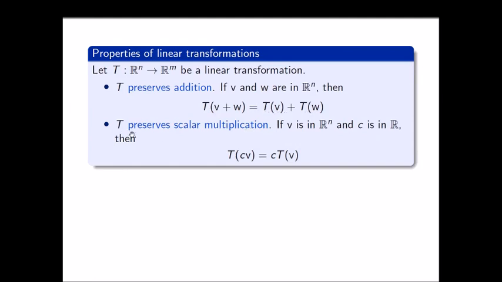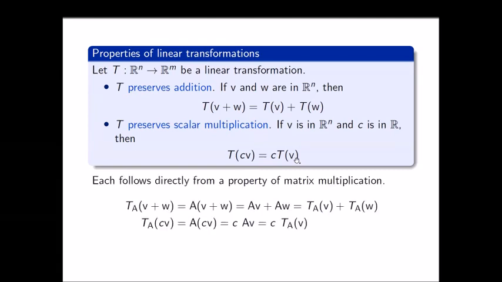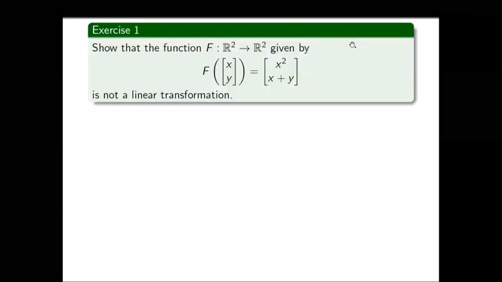And T will preserve scalar multiplication. That is, if v is a vector in the domain and if c is a scalar, then T of cv will always be c times T of v. Now, both these properties follow directly from the properties of matrix multiplication. Okay, so let's look at an exercise.